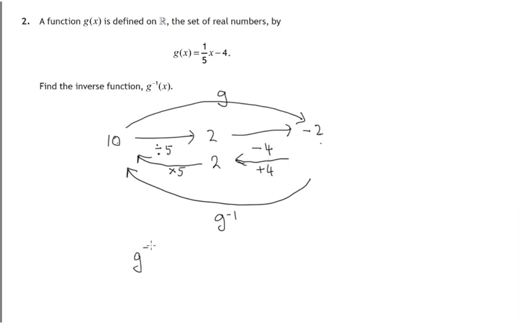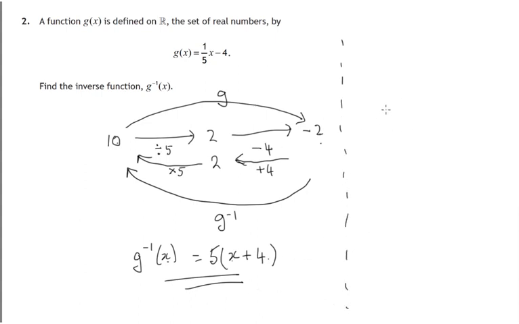Well, let's have a look at that. If we were doing it to the number x, we would add 4 and then multiply by 5. And there it is. Now, that might not be the way you've been taught. That's one way of doing it.